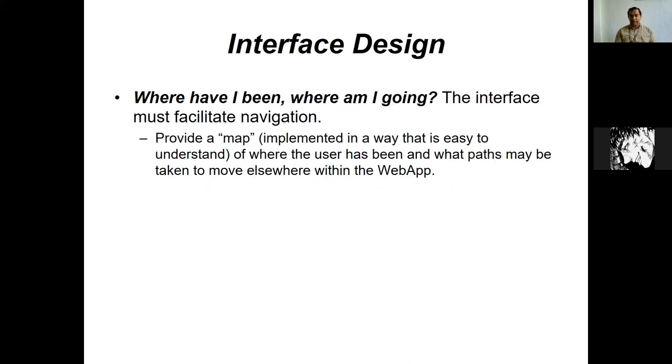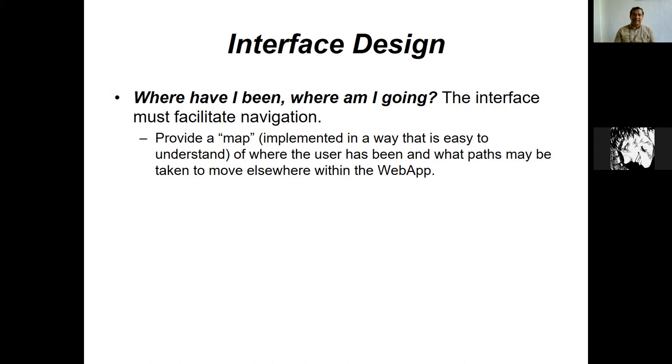And where have I been? Where am I going? The interface must facilitate navigation. So far, whatever I have done, and hereafter, where I'm going to go. That is what navigation is all about. So this navigation should provide the right kind of information. Provide a map, implemented in a way that is easy to understand, of where the user has been and what paths may be taken to move elsewhere within the web application.